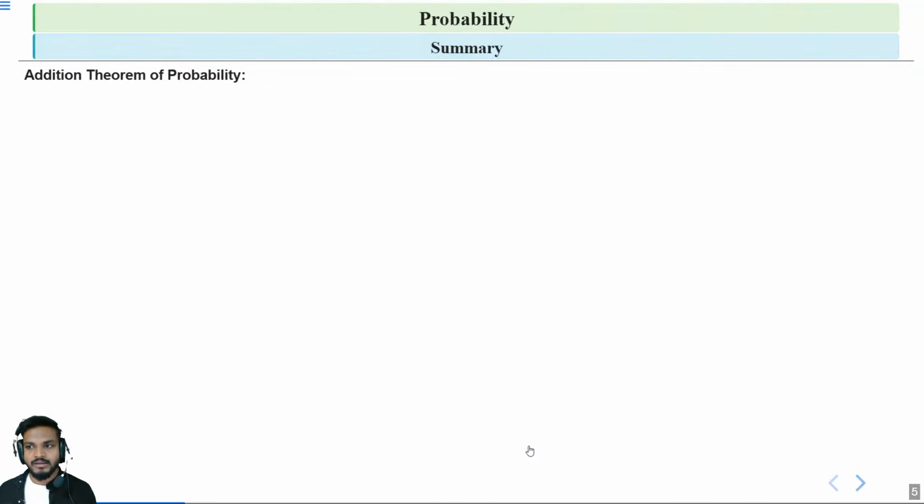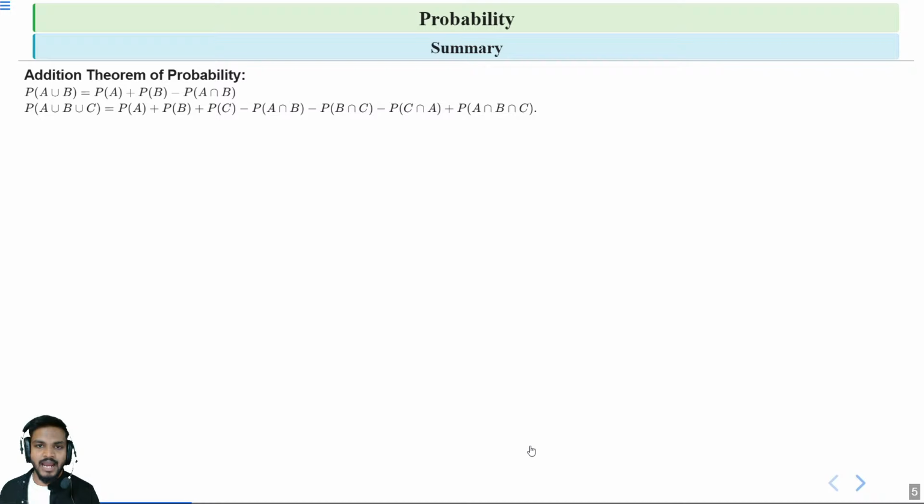Okay, next thing, the addition theorem of probability. One of the most important theorems on probability is used when we have to find the probability of the union of two events, that is, probability of A union B. Okay, probability of happening either A or B. That is given by probability of A plus probability of B minus probability of A intersection B.